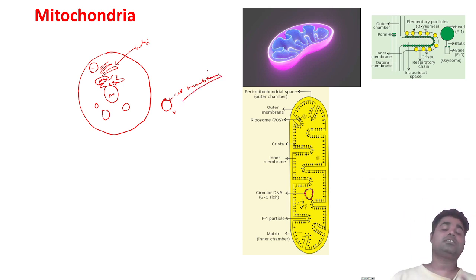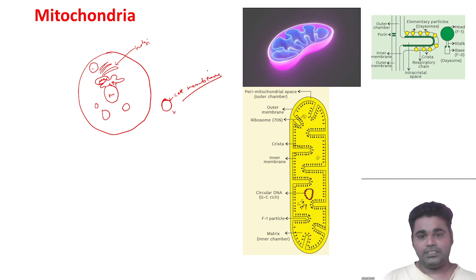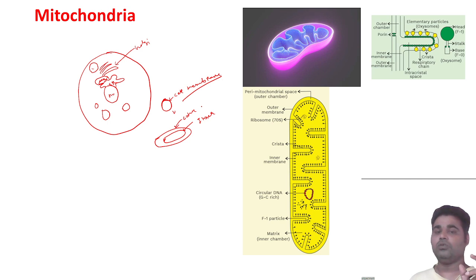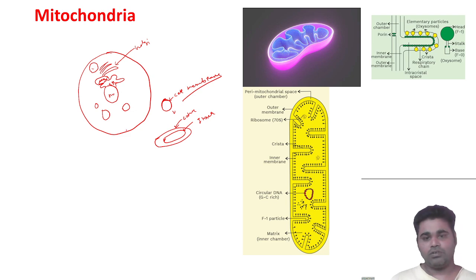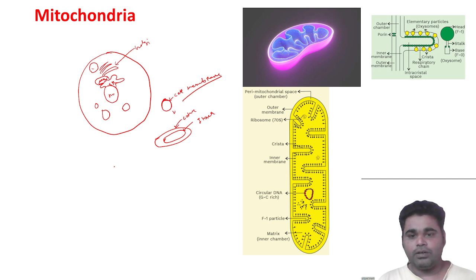But some organelles are also present which are surrounded by two membranes. For example, the mitochondria. The mitochondria has two membranes. That means one membrane is called the outer membrane and another is called the inner membrane. That means it is surrounded by two plasma membranes. So that's why the mitochondria is also called the double membrane bound organelle.